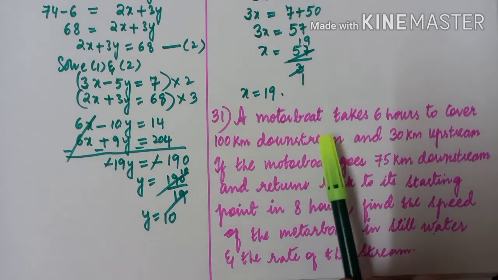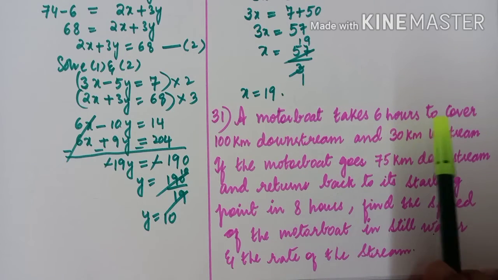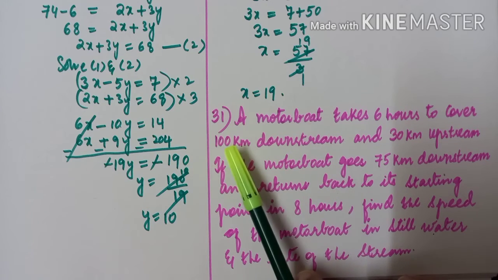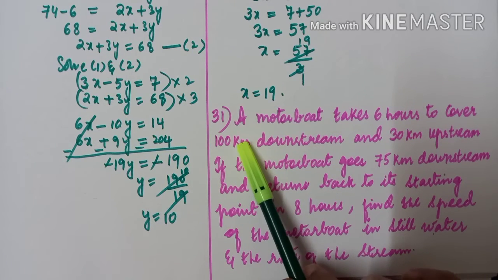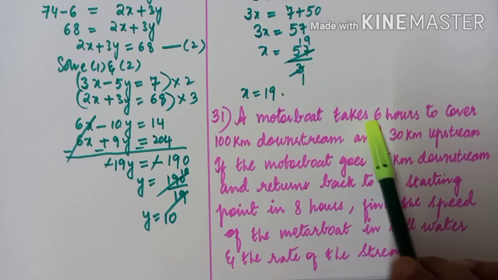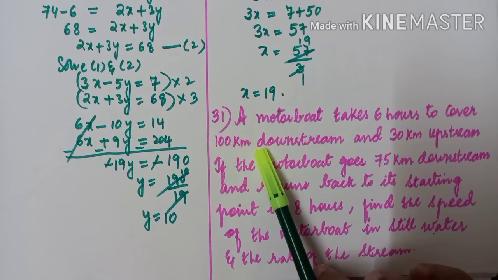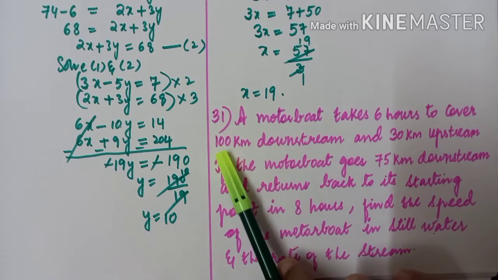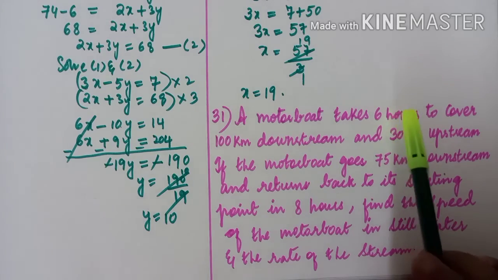So here a motorboat takes 6 hours to cover 100 kilometers downstream. When it is going downstream, the distance it is covering is 100 kilometers. So what is the time here? 6 hours. In 6 hours it is going 100 kilometers downstream and 30 kilometers upstream. 100 kilometers and 30 kilometers, both in 6 hours.